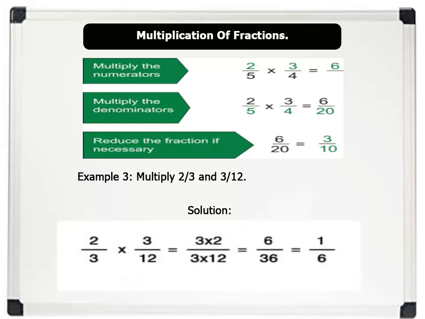Solution. We multiply the numerators. 3 times 2 equals 6. And the denominators, 3 times 12 equals 36. Then we reduce to the lowest term by dividing through by 6, which equals 1/6. Excellent. Next is division of fractions.